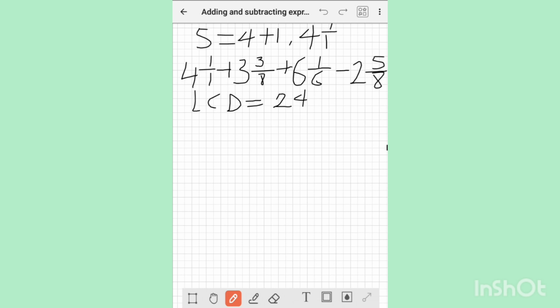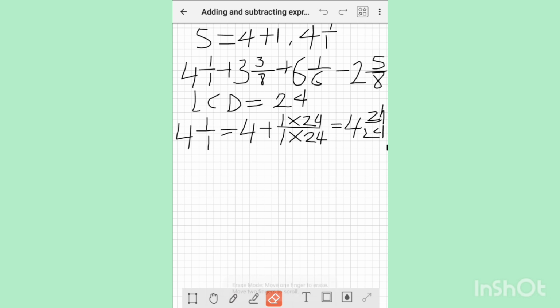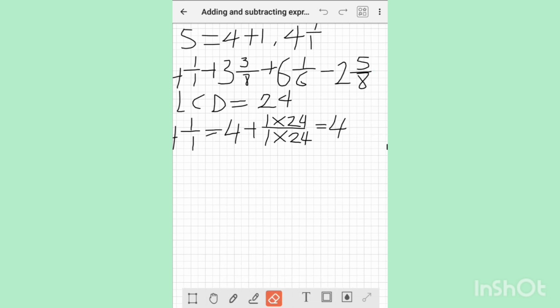Now starting from the first fraction, which is 4 whole 1 out of 1, this will be equal to 4 plus 1 multiplied by 24 all over 1 multiplied by 24. So this is equal to 4 whole 24 out of 24.